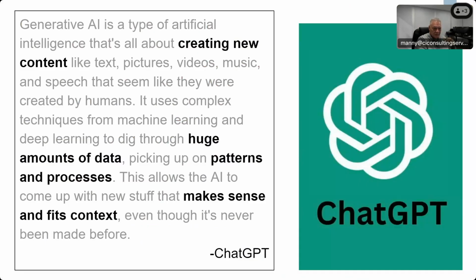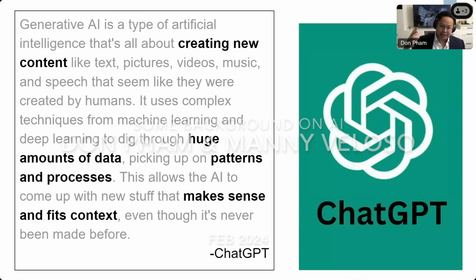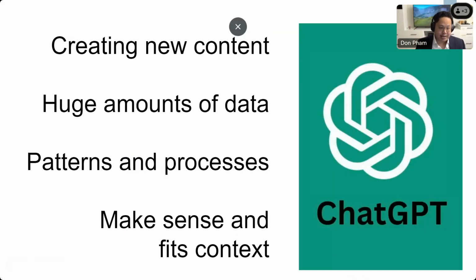Ironically, this is a definition that ChatGPT gave of what generative AI is, which is a certain form of AI. You don't need to read all that. If you flip to the next page, the elements and components of generative AI. There's four. The first is that generative AI creates new content.